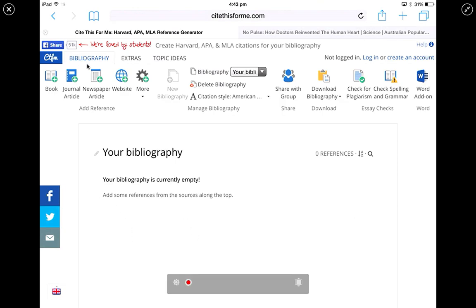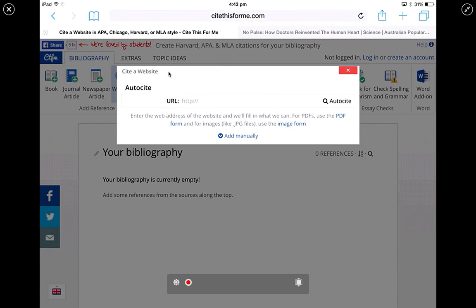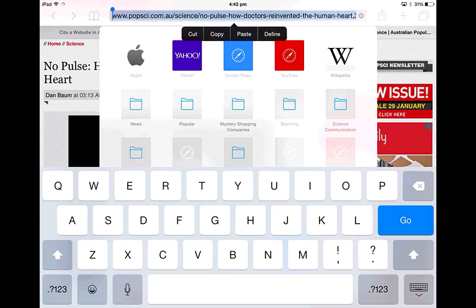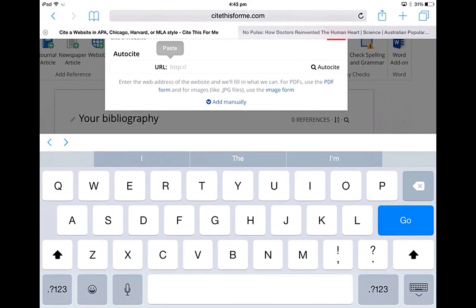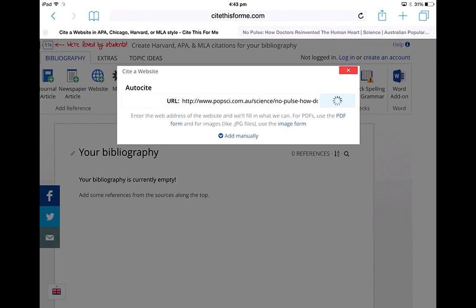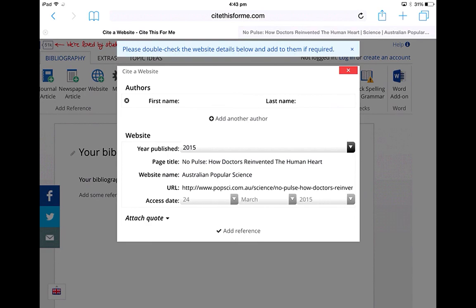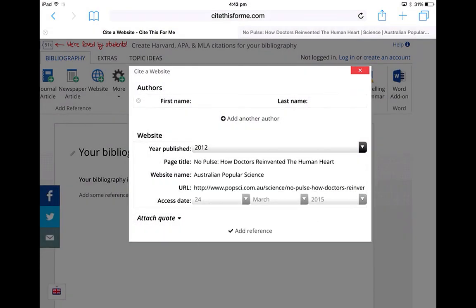What you do is you click up here to website, since this is a website one. And the beauty of this is that if I then copy and paste the URL, paste that in there, press auto cite, then it'll automatically find it for me. You do have to check it. Look, year published 2015. Remember, it was actually 2012. Page title's correct, website name's correct, URL's correct. Okay, I can click add reference. There we go, got it.